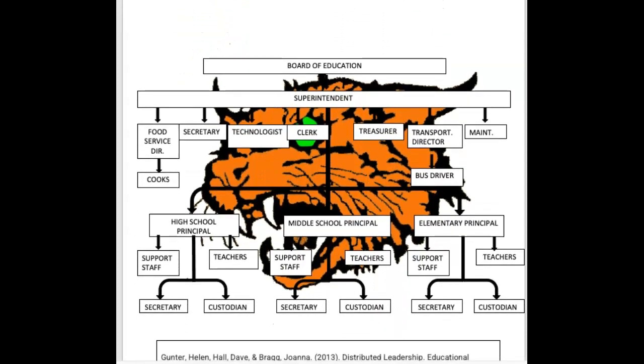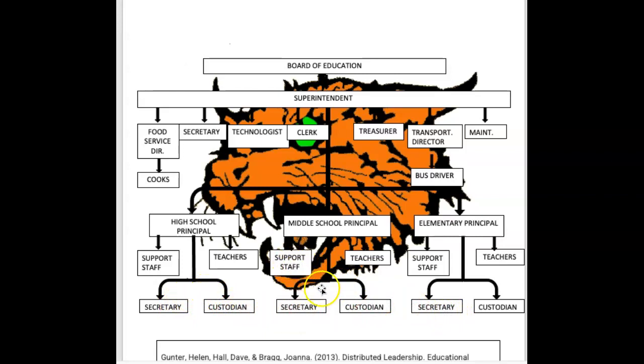We have 3 buildings. We have a high school, a middle school, and an elementary. The elementary is pre-K through 4th grade. The middle school, which is where I teach, is 5th through 8th. And the high school is 9 through 12. They each are responsible for their support staff and their teachers in each building. They also have their own secretaries and custodians.